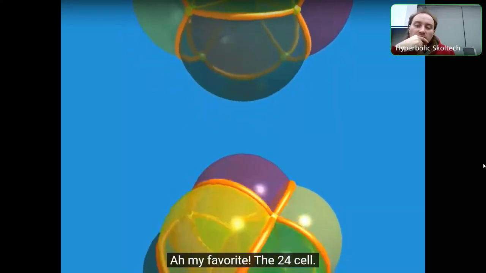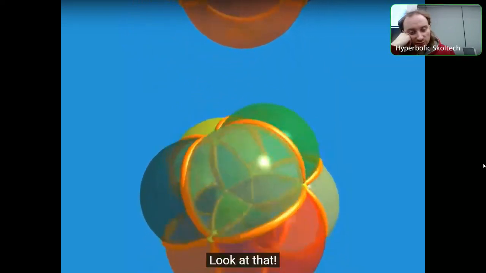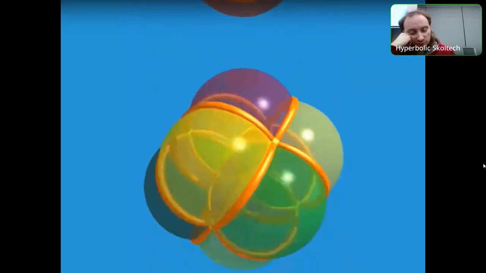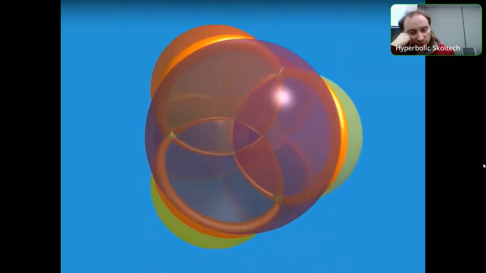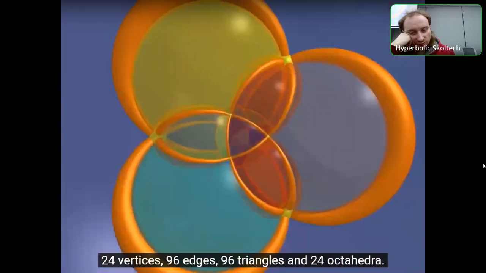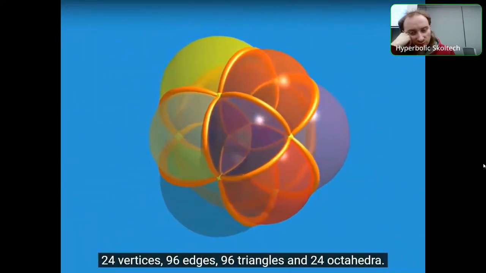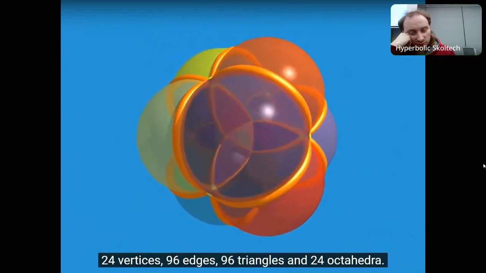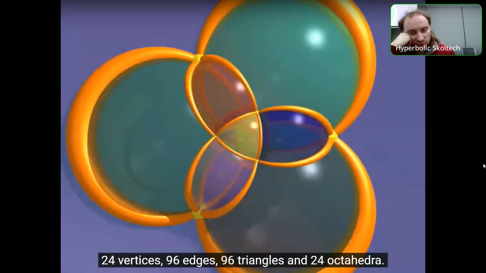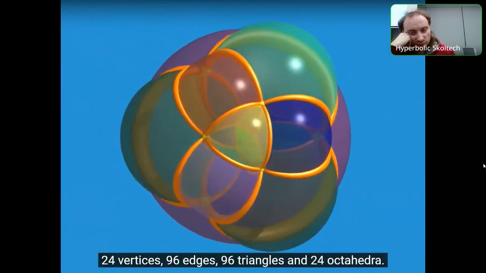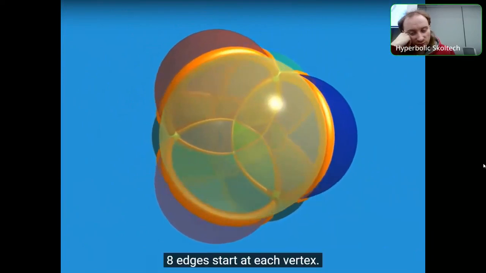My favorite, the 24 cell. Look at that. The 24 cell is gorgeous. 24 vertices. 96 edges. 96 triangles. And 24 octahedra. 8 edges start at each vertex.